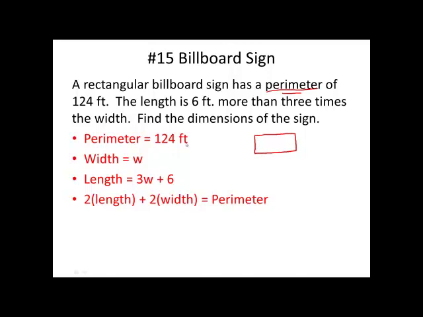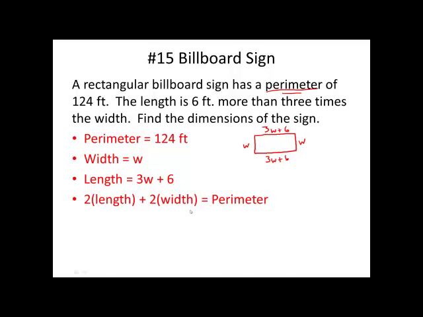Perimeter 124 feet. Width, we don't know anything about it, so we'll call it W. We know something about the length in relationship to the width. It says it's 6 more than 3 times the width, so 3W plus 6 would represent the length. So what we're looking at here, have W for the width, and then 3W plus 6 for our length. Now remember, perimeter means the distance around a figure. Now remember, with rectangles, the opposite sides have the same measurements. So left and right side, that will just be W, and then the top and bottom would just be 3W plus 6.